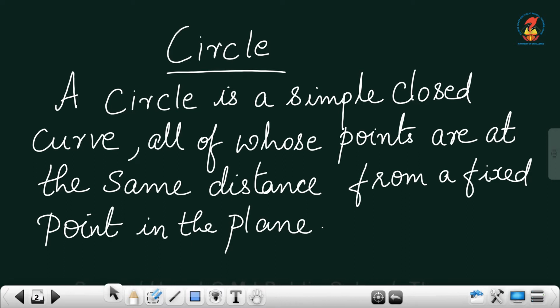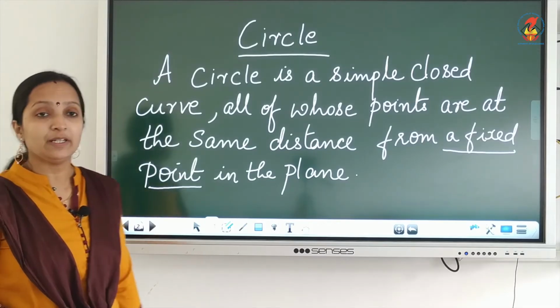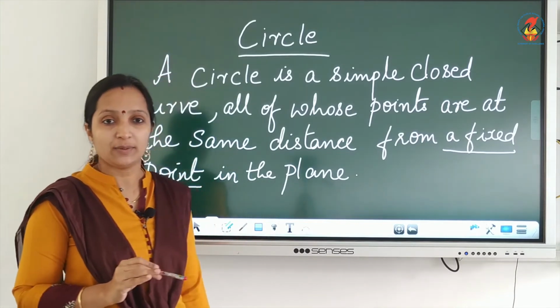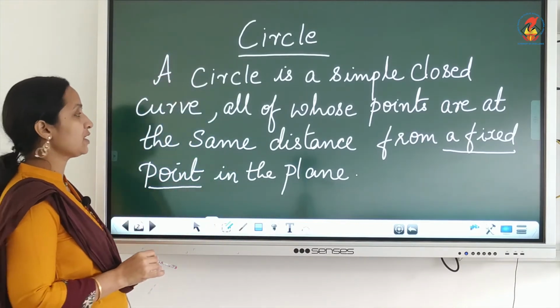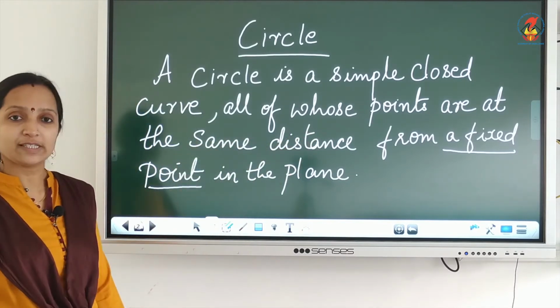A circle is a simple closed curve, all of whose points are at the same distance from a fixed point in a plane, okay? So what do you mean by circle? Circle is a simple closed curve. Simple closed curve means what? No crossing is allowed, is it? So it's a simple closed curve, all of whose points are at the same distance from a fixed point.